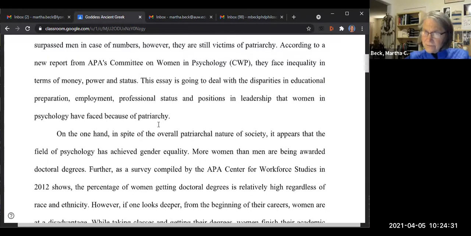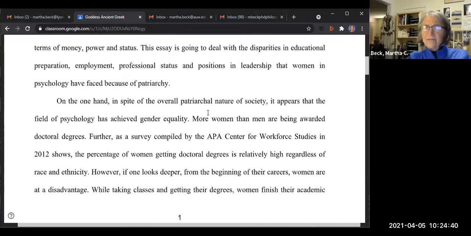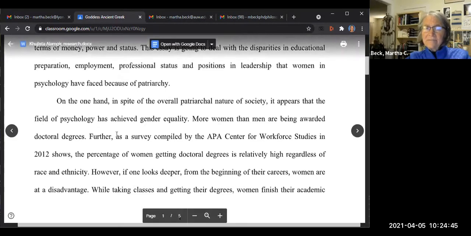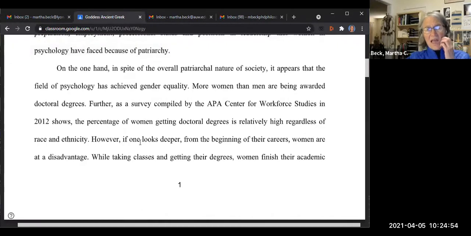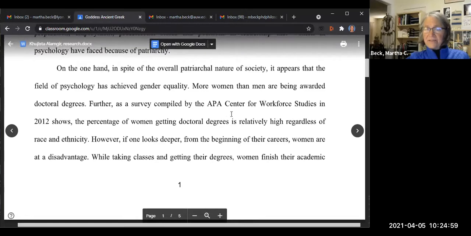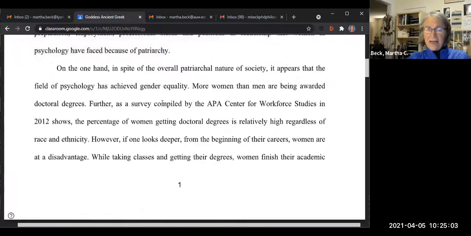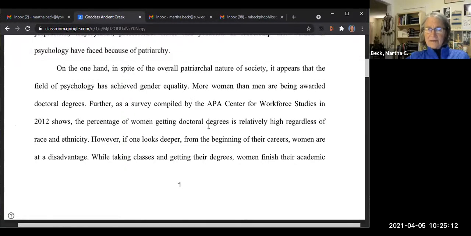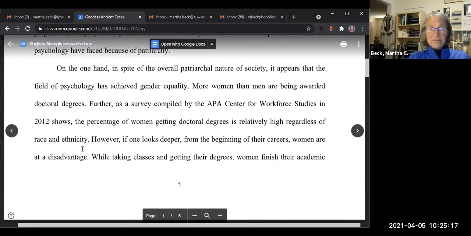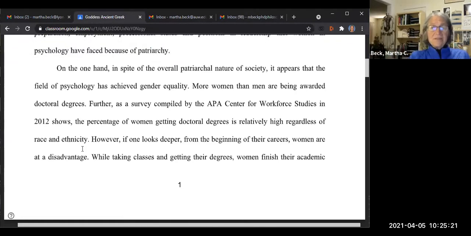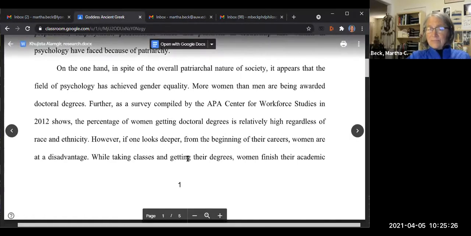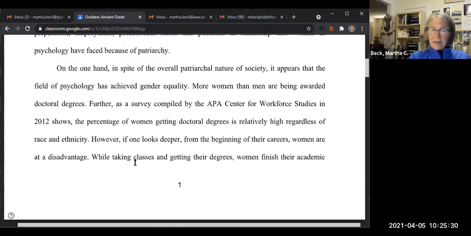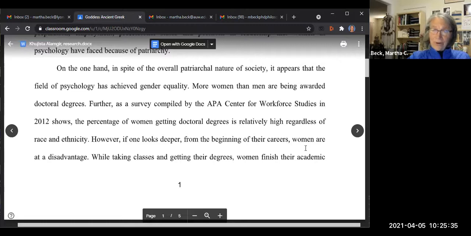All right, and then the cause would be patriarchy, okay? So she's gotta establish that that's the cause. On the one hand, in spite of the overall patriarchal nature of society, it seems that the field has achieved equality. More women than men are awarded doctoral degrees. Relatively high, okay. And she's already quoted from the survey, so she doesn't have to do it again. She can just refer to it. And then it's, regardless of race and ethnicity. So again, she's ruling out other kinds of discrimination because she wants to show that it's patriarchy that's the problem. If you look deeper, women are at a disadvantage. Okay, so it's not race or ethnicity, it's women being a woman.